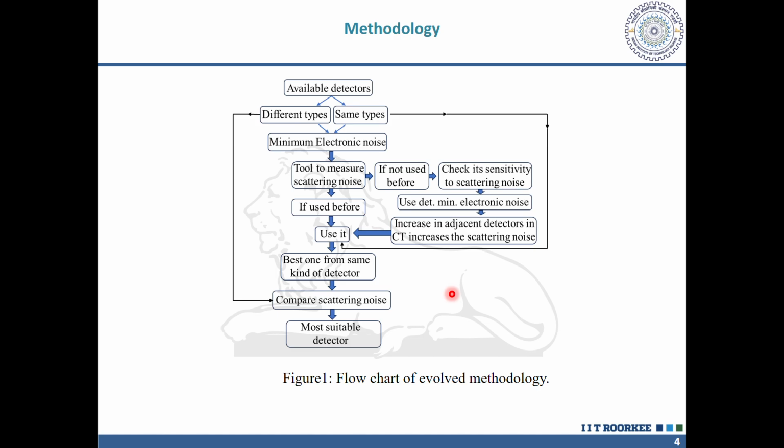So the inherent noise is mainly made up of two components, electronic noise and scattering noise. If we use a detector which has relatively low electronic noise, then the variation in the inherent noise will basically be due to the scattering noise. So the estimation of inherent noise reflects the estimation of scattering noise. We will also study the impact of the number of adjacent detectors on the scattering noise of the measurement data.